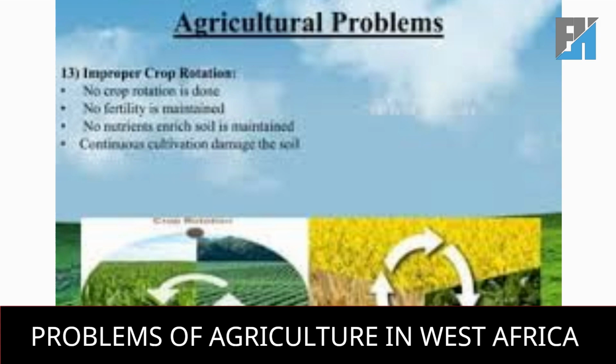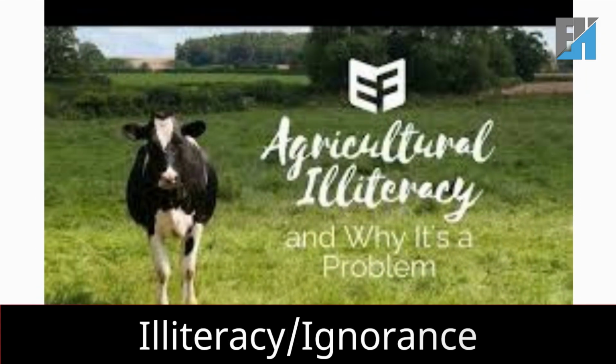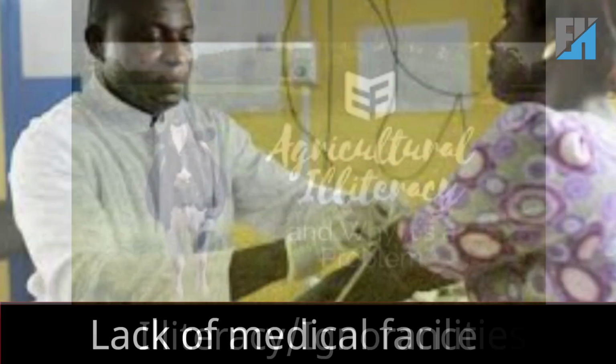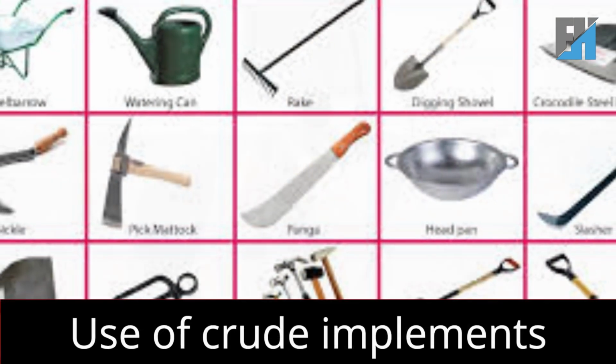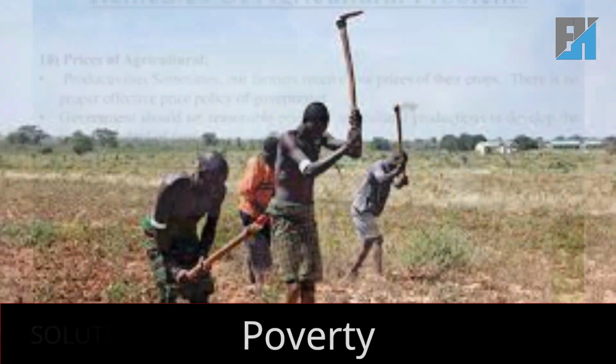Problems of agriculture in West Africa. Illiteracy, ignorance. Lack of medical facilities. Use of crude implements. Poverty.